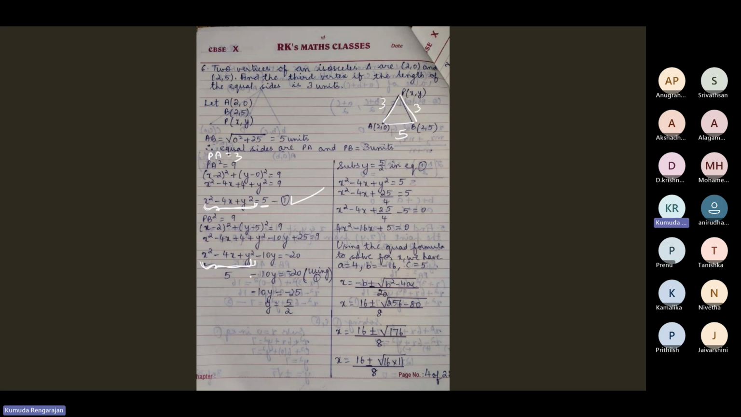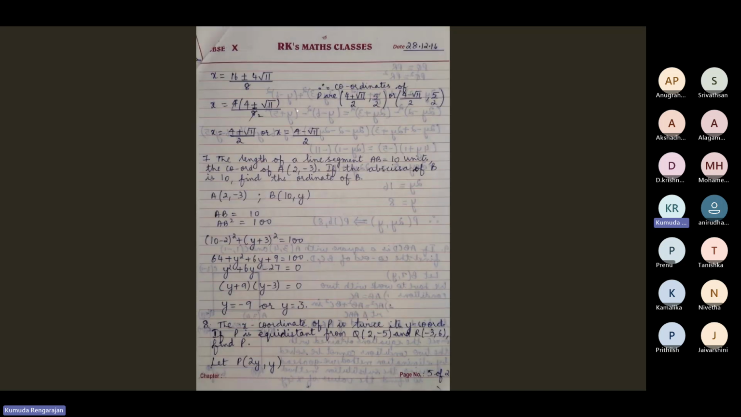So it's 5. So 5 minus 10y is equal to minus 20. So when you work this, you get the value of y. Then by substituting the value of y in one of the two equations, you're able to get the values of x. So here it's difficult to split the middle term. So we use a quadratic formula and we find the two values of x.